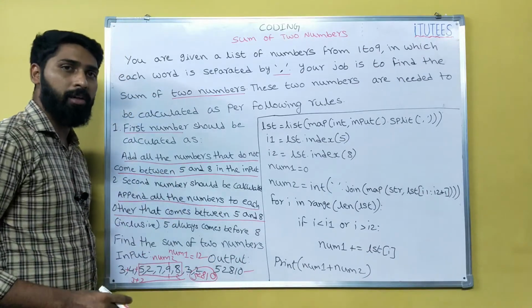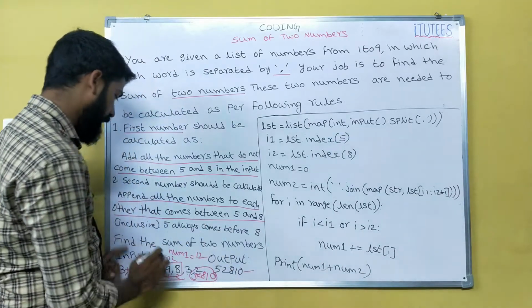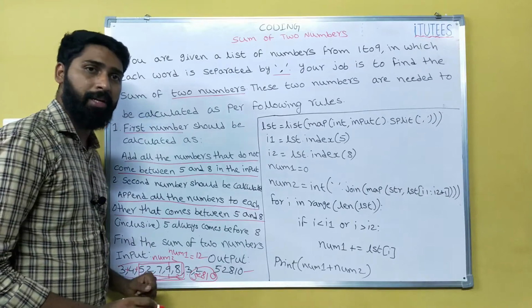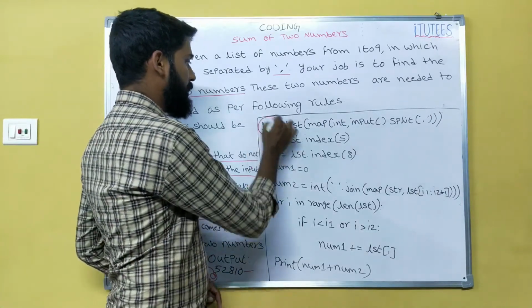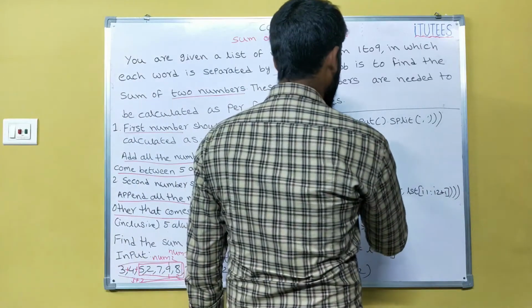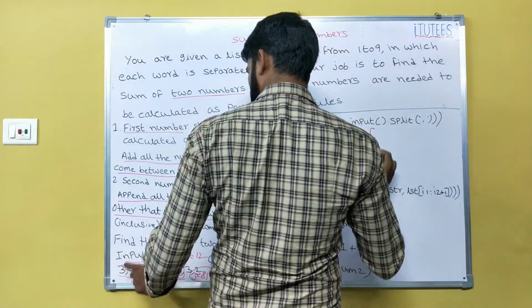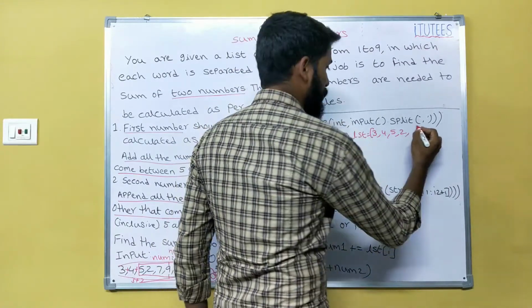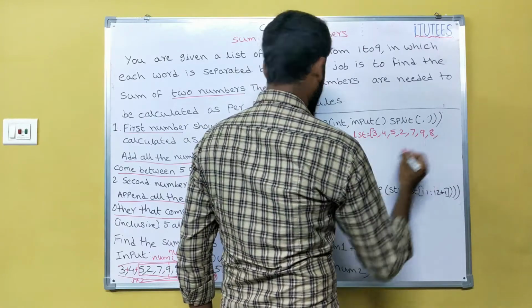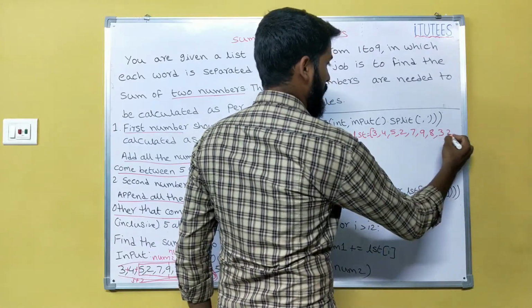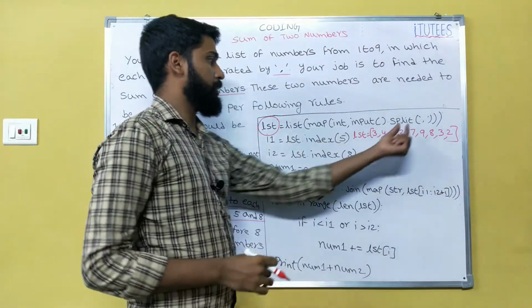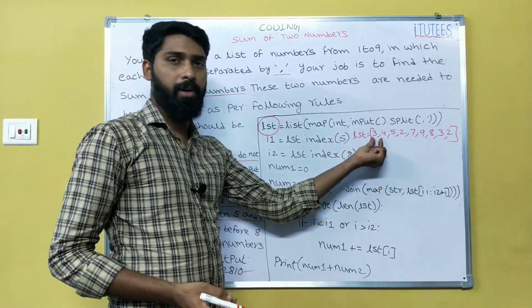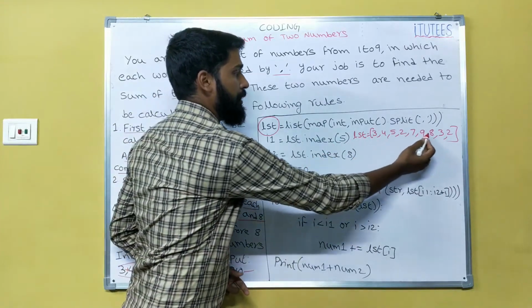Now we can see how we can solve this problem. First we are giving the input like this: 3, 4, 5, 2, 7, 9, 8, 3, 2. That is stored in one list. So what is in the list? The values 3, 4, 5, 2, 7, 9, 8, 3, 2. We split on the comma, so that when a comma is encountered, what comes before it is treated as one element.